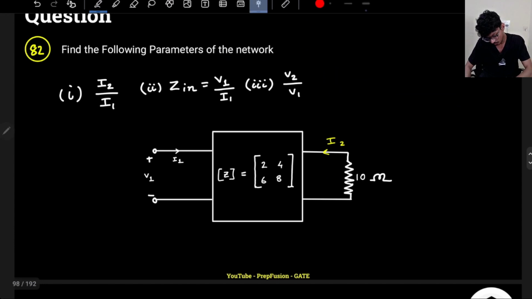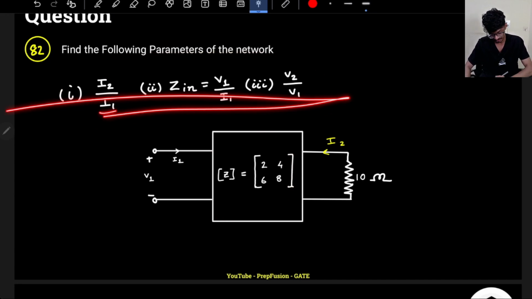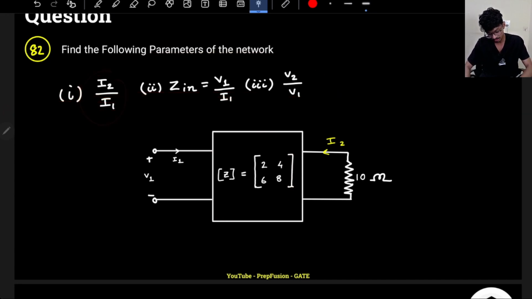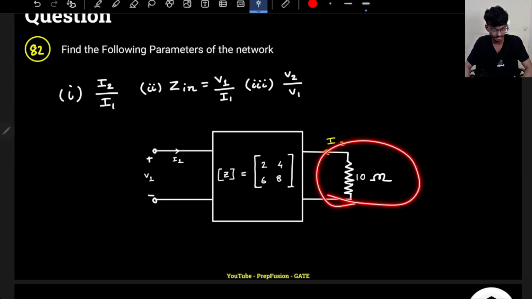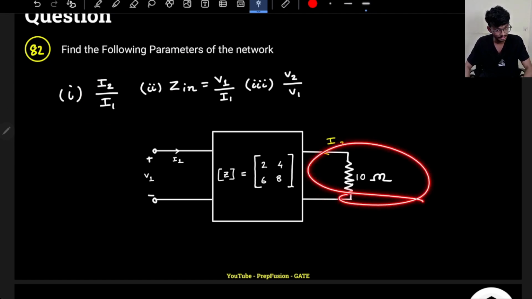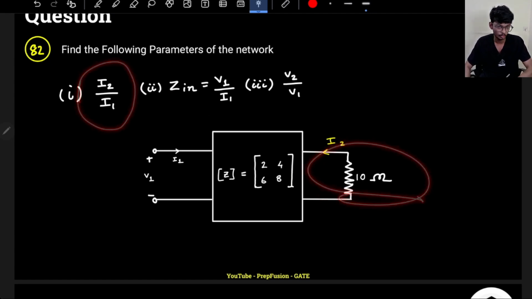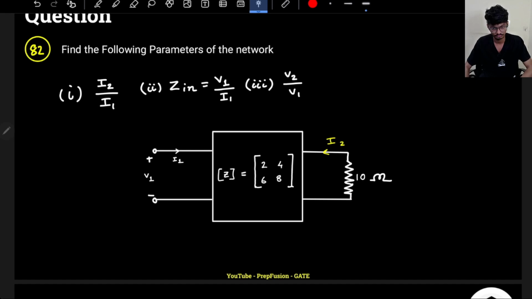We have to find the following parameters of the network if the z parameters are given. Okay, remember all these are unconditional parameters, right? This ratio I2 upon I1 is unconditional. How can it be unconditional? Because a load is connected. If this load was not connected and they had asked you the ratio of I2 upon I1, you will not be able to find it out.